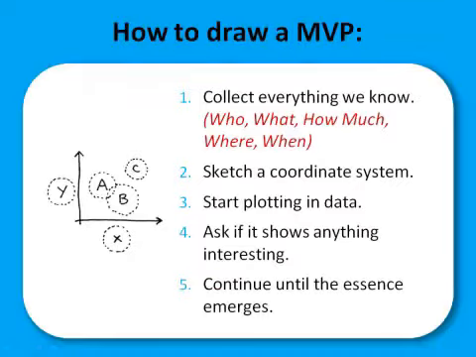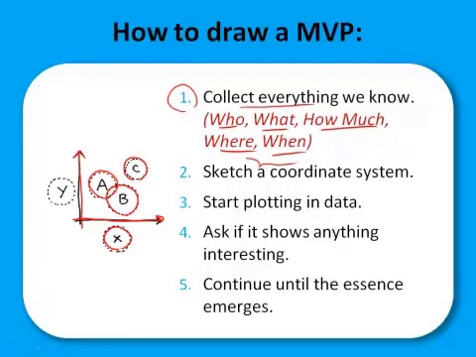How are we going to draw a multivariable plot? Well, they will be complicated, but there is a process. The first thing we have to do is collect everything that we know about our idea or our problem. And if we've followed our 6x6 thus far, we've done that. We've got the who and the what, we've got the how much, we've got the wheres and the whens. We've collected that data. Then we have to begin to sketch out some kind of underlying coordinate system that might be able to contain all or most of those different pieces of data. Then we start plotting in our data.